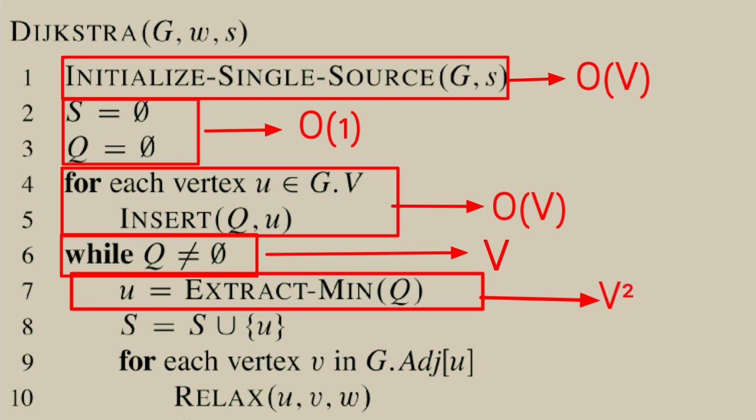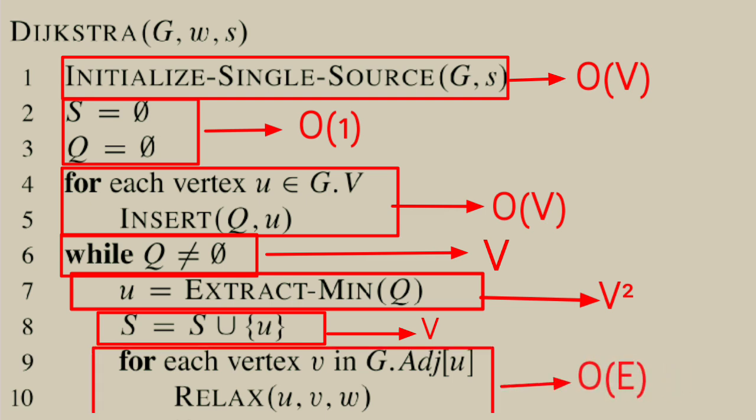Line number 8 contains a statement with constant time complexity, and hence this statement will run at most V number of times. Line number 9 contains a for loop which examines the various vertices stored in the adjacency list of the graph, and a vertex is stored in the adjacency list if there is an edge. Hence, the total number of times this for loop runs will be E. The relax function in line number 10 takes constant time to run. Hence, the time complexity of the last two lines will be O of E.